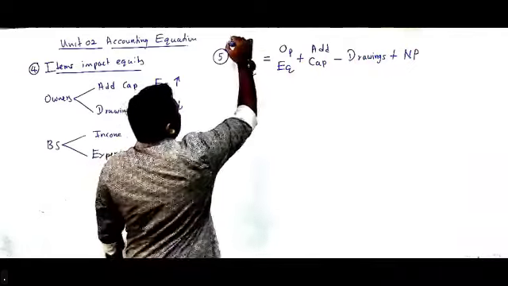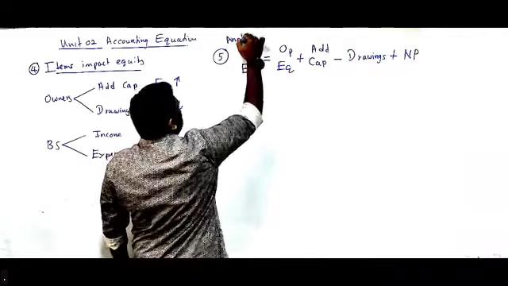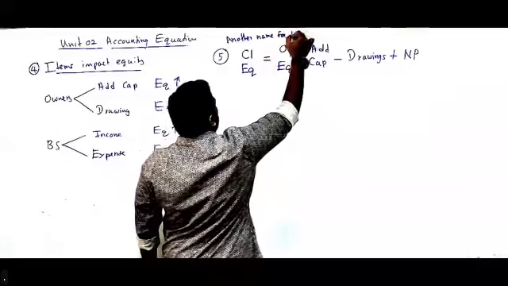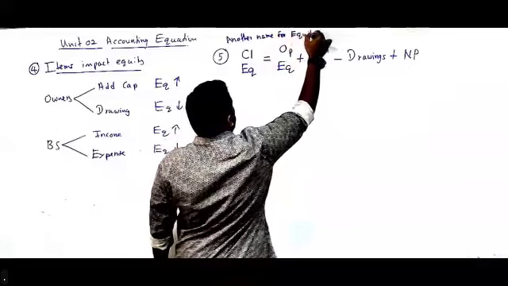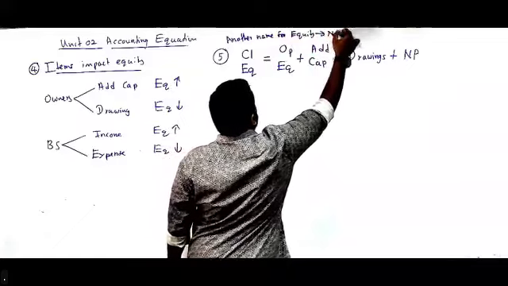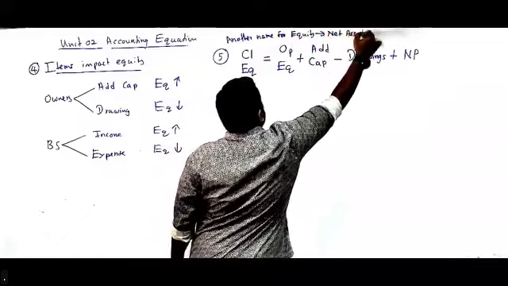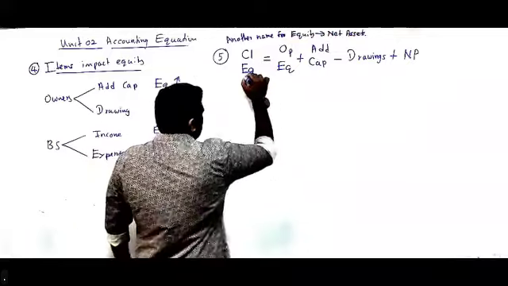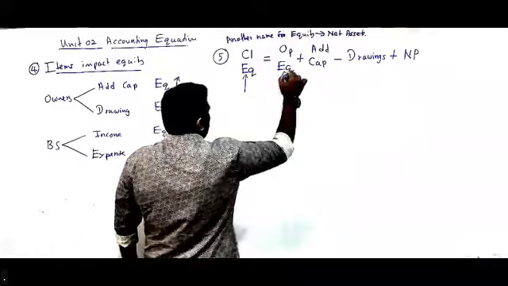Tell me another name for equity. Another name for equity. What is that? Net assets. Another name for equity is net assets. So this one we studied, people. We can find out in other 2 ways.